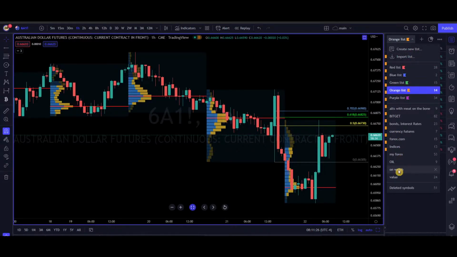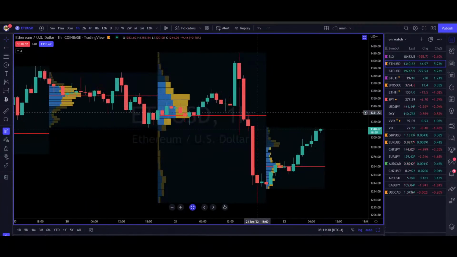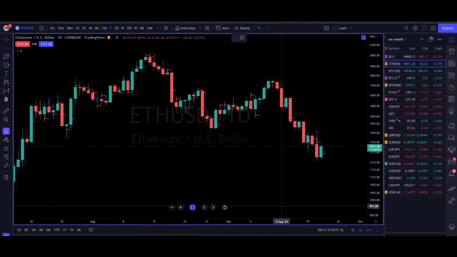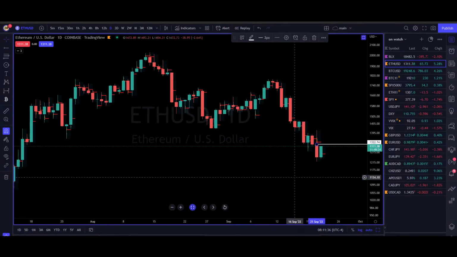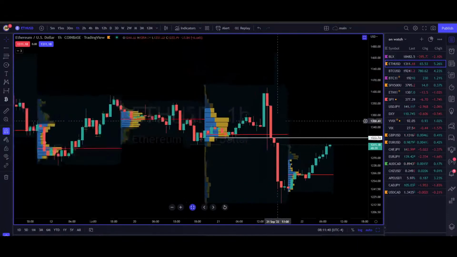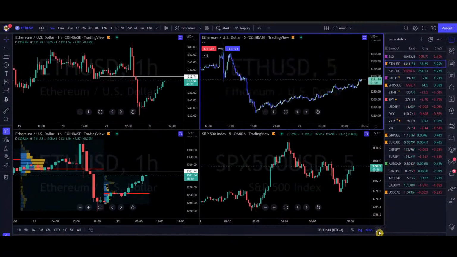Let's see if we can find something to trade. Ethereum pushing up. I guess the only thing that we have to watch on Ethereum is going to be there. That's just yesterday's open. So if we start closing hourly candles above that, we don't want anything to do with the asset. Up here, I have a trend line.